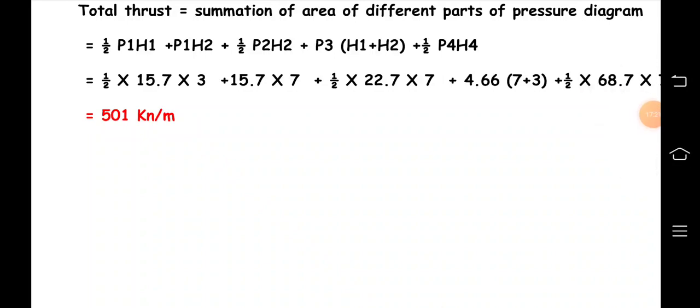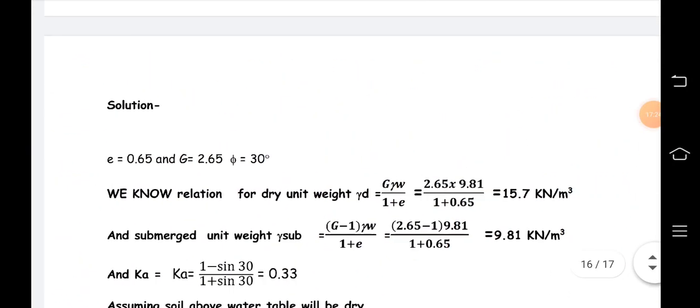So this is all your syllabus of unit number 5. In that unit you have to remember a simple formula for level pressure, that is 1 by 2 Ka gamma H square. It is a simple formula, and it can be modified according to various backfill conditions. If the backfill is a leveled backfill, the formula will be 1 by 2 Ka gamma H square.